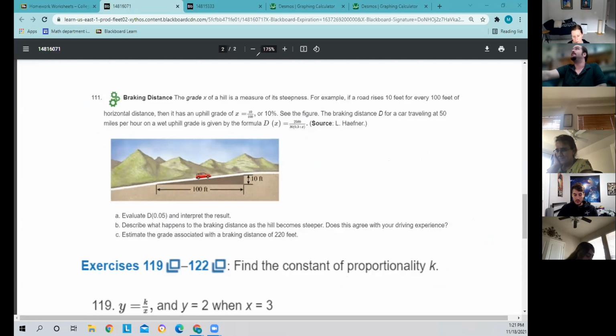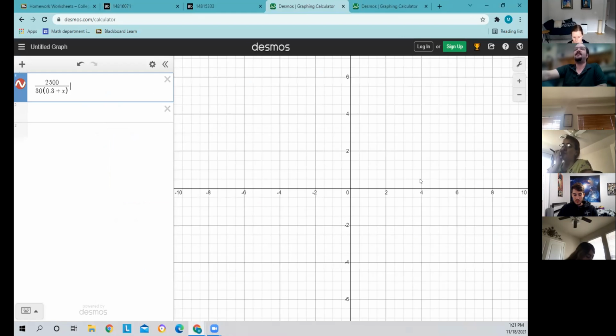Everything equals 0. I'm going to throw it into my Desmos. So if I want to see what happens, I put this in my Desmos. This is the picture it gives me. So what's happening? I don't see anything. Why don't I see anything?